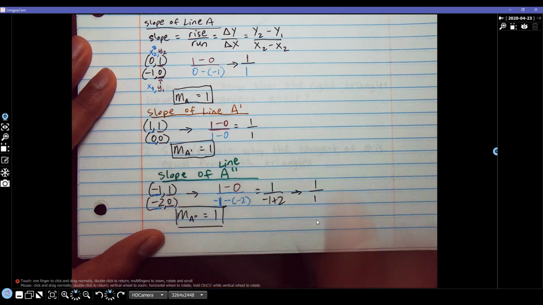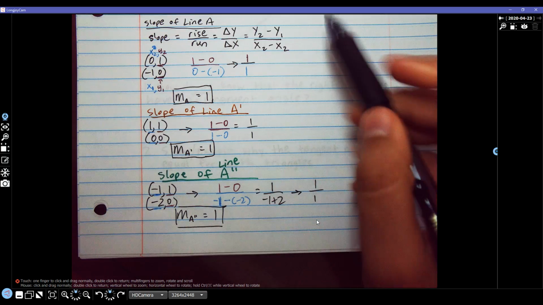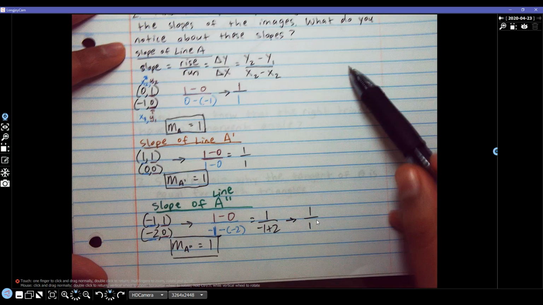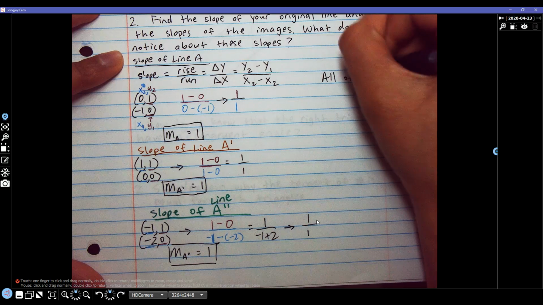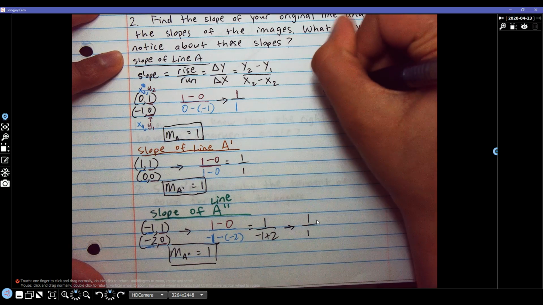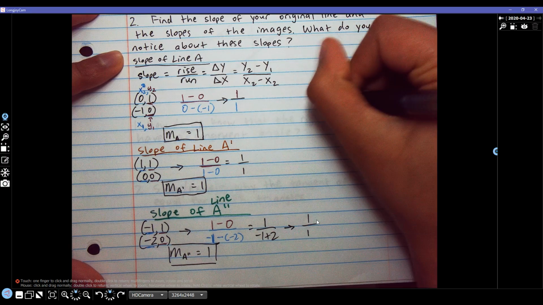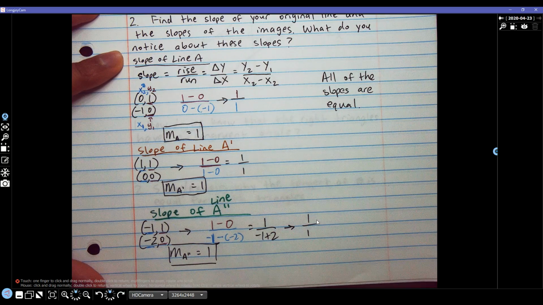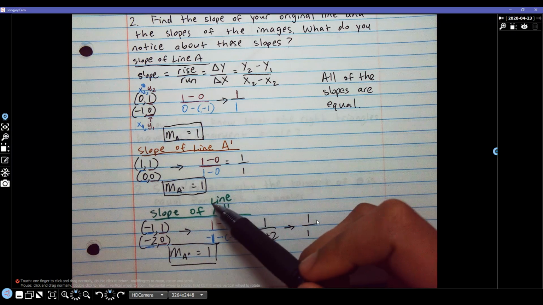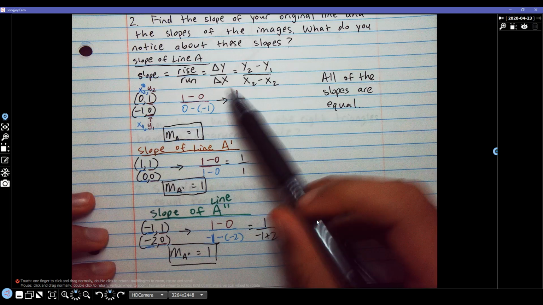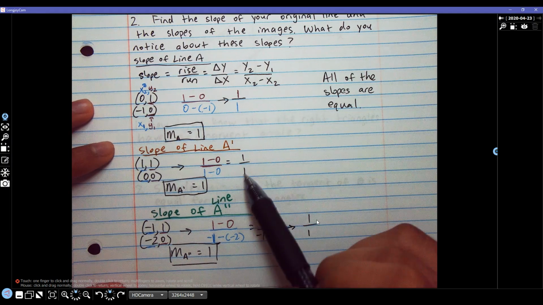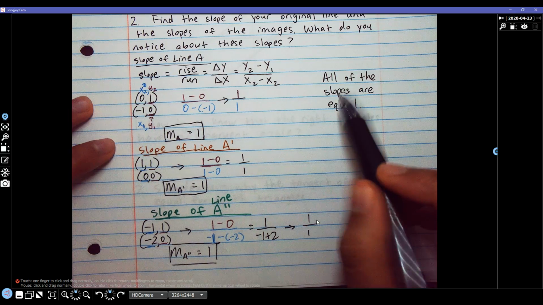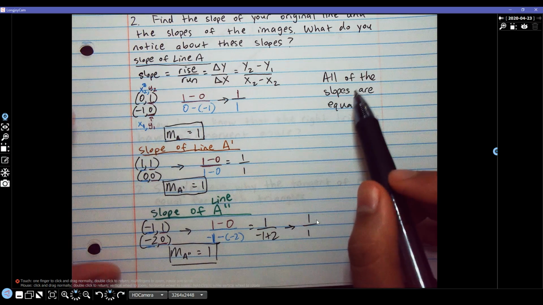All right, interesting. So the second part of this question was asking us, what do we notice about these slopes? Well, all of the slopes are equal. We're seeing that they all have a slope of 1. We are going to be exploring this relationship a little bit more in the next activities with regards to how properties of slope will compare for parallel lines. So I'll see you in the next video.